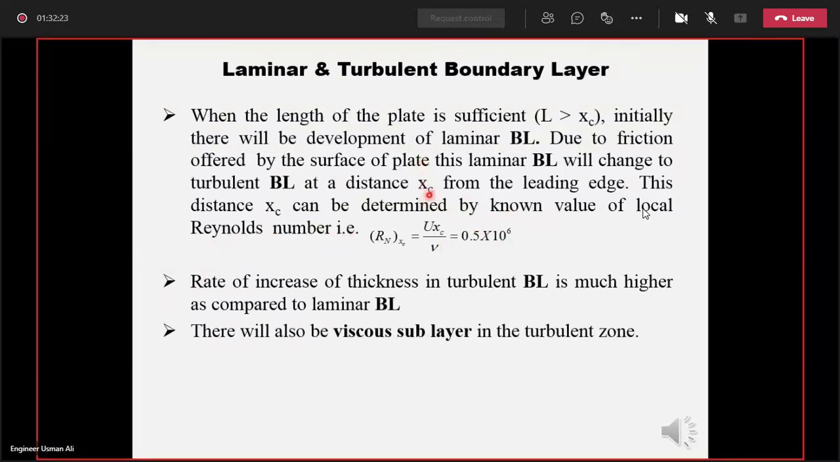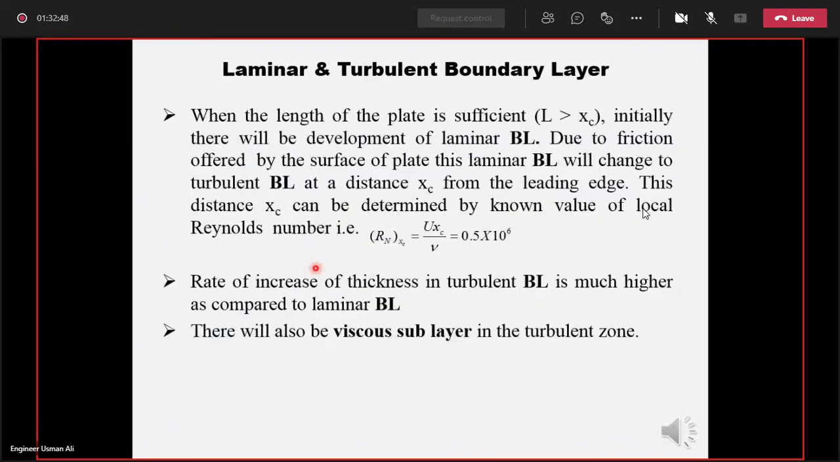So this is the distance from the leading edge where the local Reynolds number, defined by the formula U XC over nu, reaches that value. U is the velocity of the fluid, nu is the kinematic viscosity of the fluid, and XC is the distance from the leading edge at which the boundary layer is changing from laminar to turbulent. Since we know the Reynolds number there, we can find this distance XC.